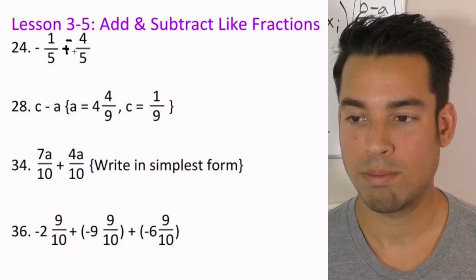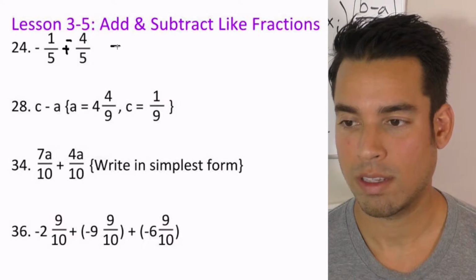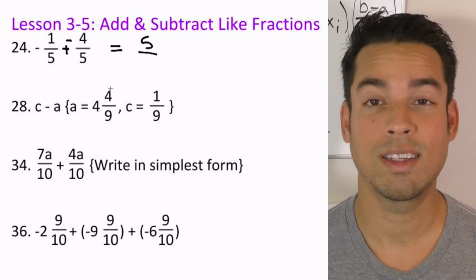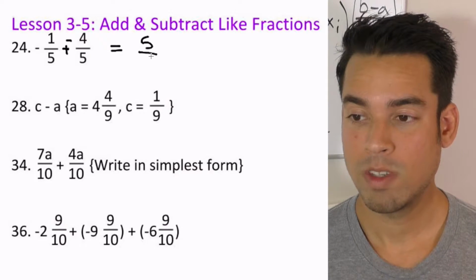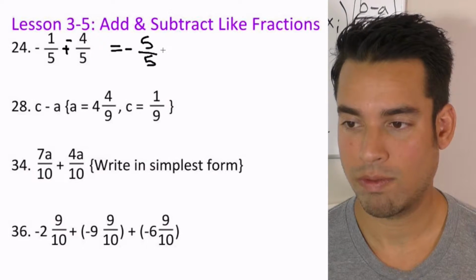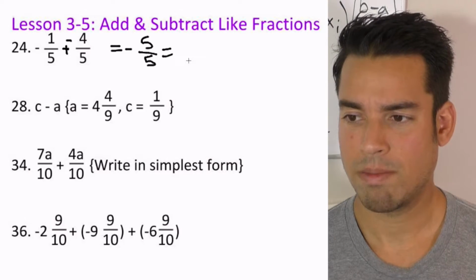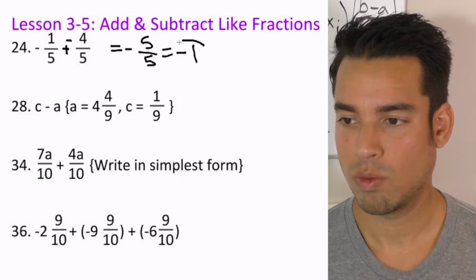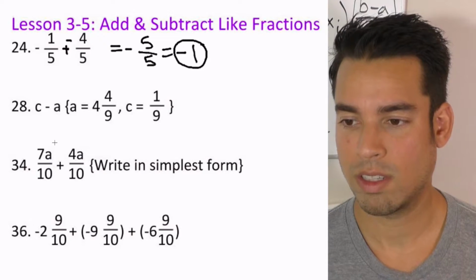So what is 1 plus 4? That gives us 5. And the denominators we don't touch. Those stay consistent. We don't add those. We just got to get common denominators. So this ends up becoming -5/5, but what's any number divided by itself? It's just 1, so we got -1.